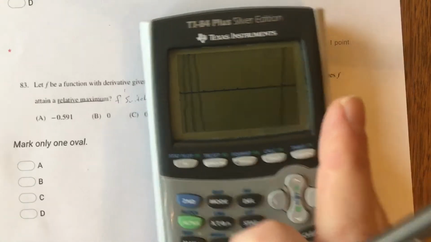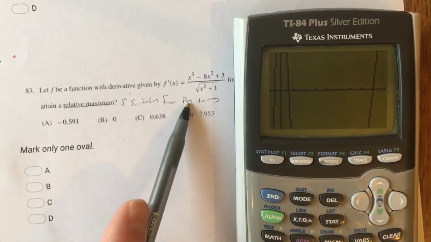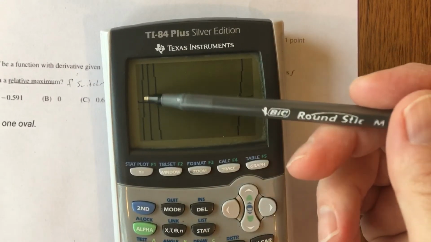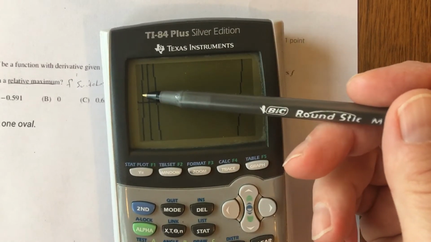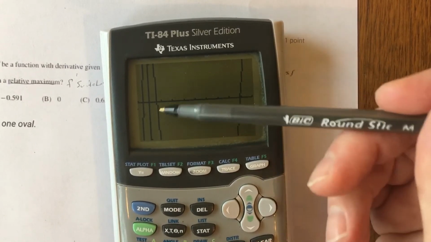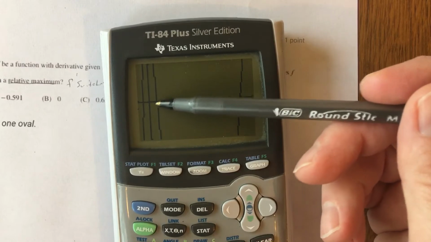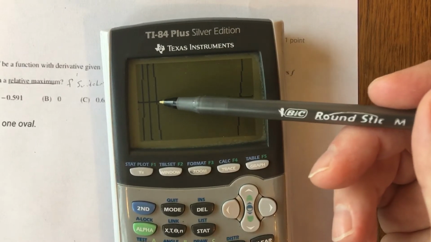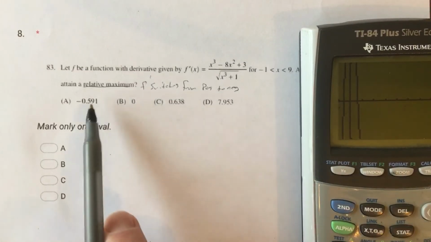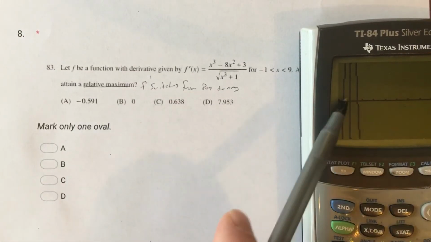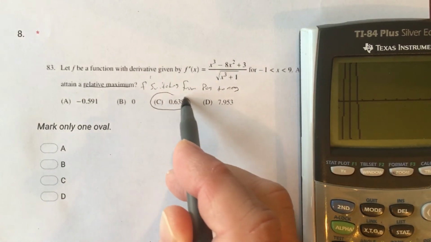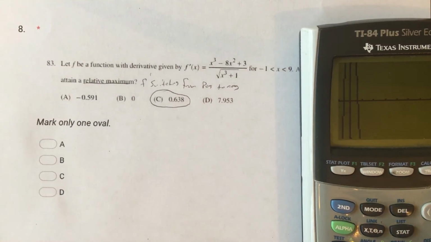Now again, we're trying to see where it switches from positive to negative, right? So you can see the first one here is coming from negative up to positive. Then this one's from positive to negative, and then this one's from negative to positive. So really, this is the only one that we're interested in, and it's something a little bit less than 1. And if I look at my choices, I've got the -1, that's that one there. The 7.9 is this third one. 0 doesn't make sense. There's the one that I want.